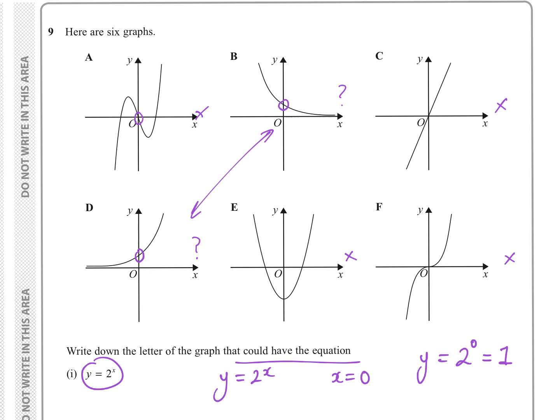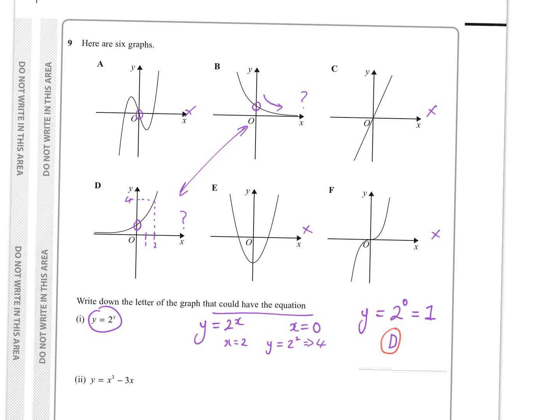So all we've got to do is put another value in and see what happens. Now, if we have x equals 2, then y would be 2 squared, which is 4. So I would reckon that it's this one, because when x is 1 and 2, the value of the outcome is actually growing. In here, it's actually declining. Okay, so D is what we would need here. Let's see if there's any more to this question.